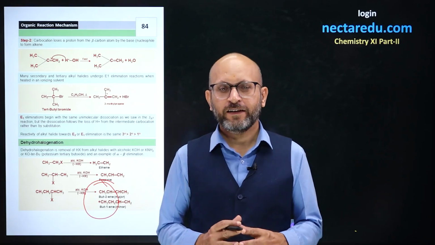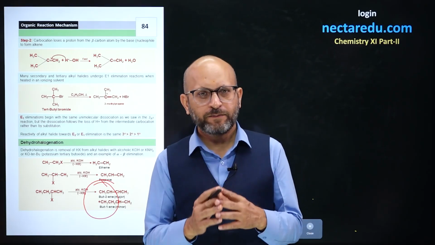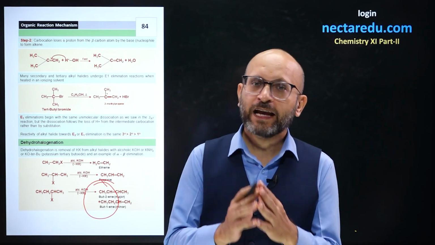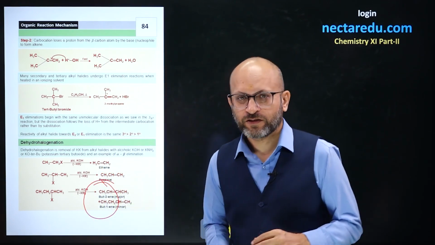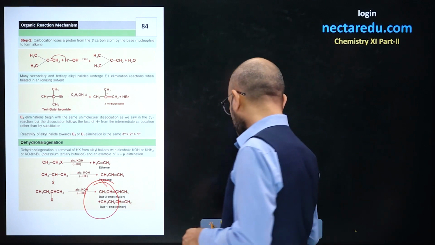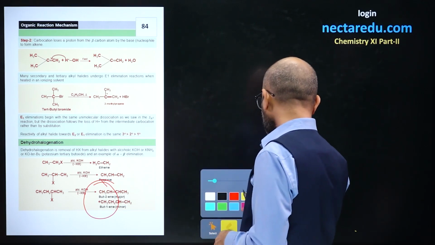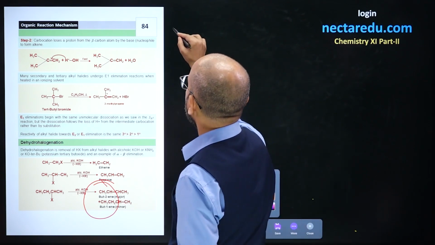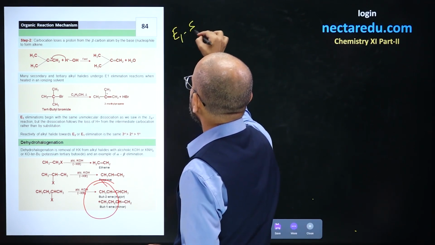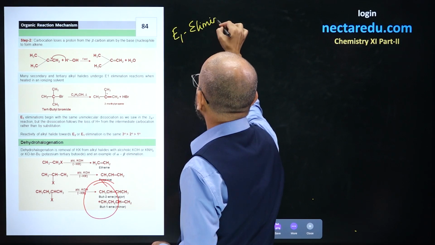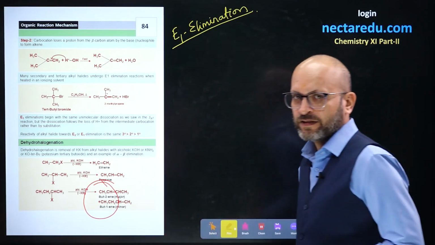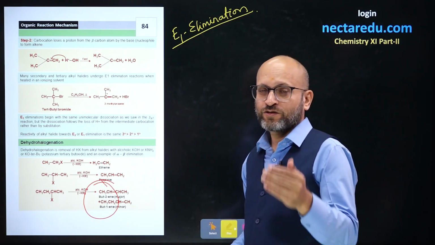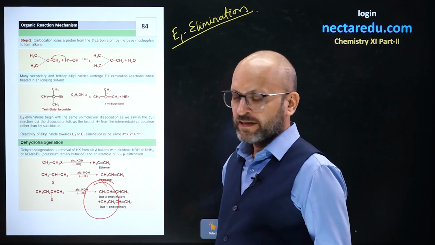E1 elimination and E2 elimination. E1 elimination is a unimolecular elimination, whereas E2 elimination is a bimolecular elimination. So let us discuss both of these. E1 elimination usually occurs in tertiary alkyl halides, and E2 elimination occurs usually in primary alkyl halides.